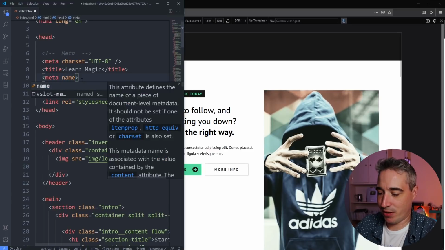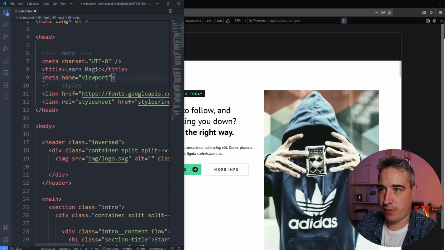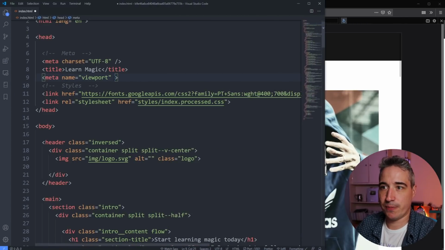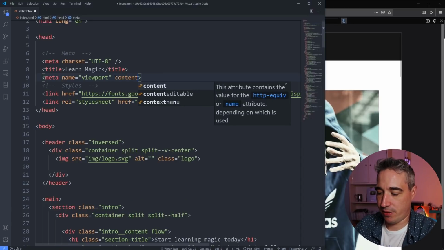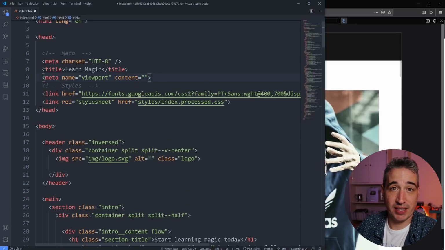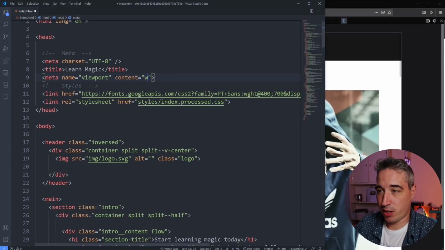So the name of this one is viewport. So there we go. And so we're saying that this meta information is related to the viewport. And actually for this, let's stretch this out a little bit. And then what we wanna do is content. And there's two different pieces of content that we need to have in here. The first one is going to be width is equal to device width.